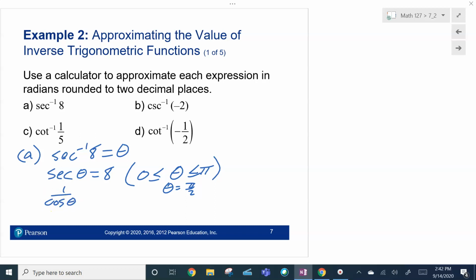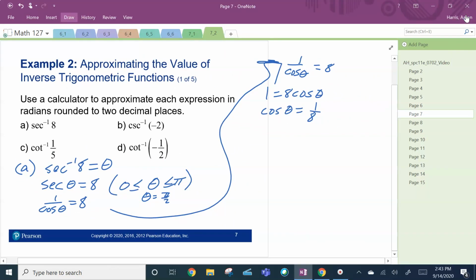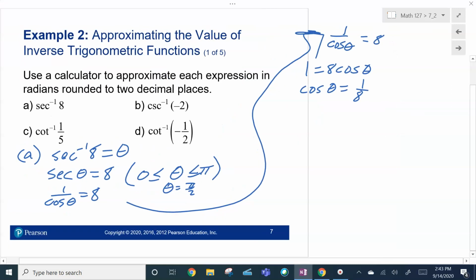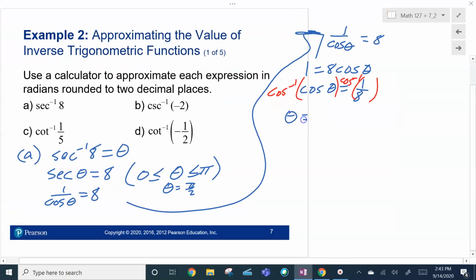This is the whole reason I'm doing it this way. I know the secant's 1 over cosine. So 1 over cosine equals 8. Multiply both sides by cosine, divide by 8. So cosine theta equals 1/8. And right there, that's where I can take the arc cosine on both sides. So theta equals the arc cosine of 1/8.